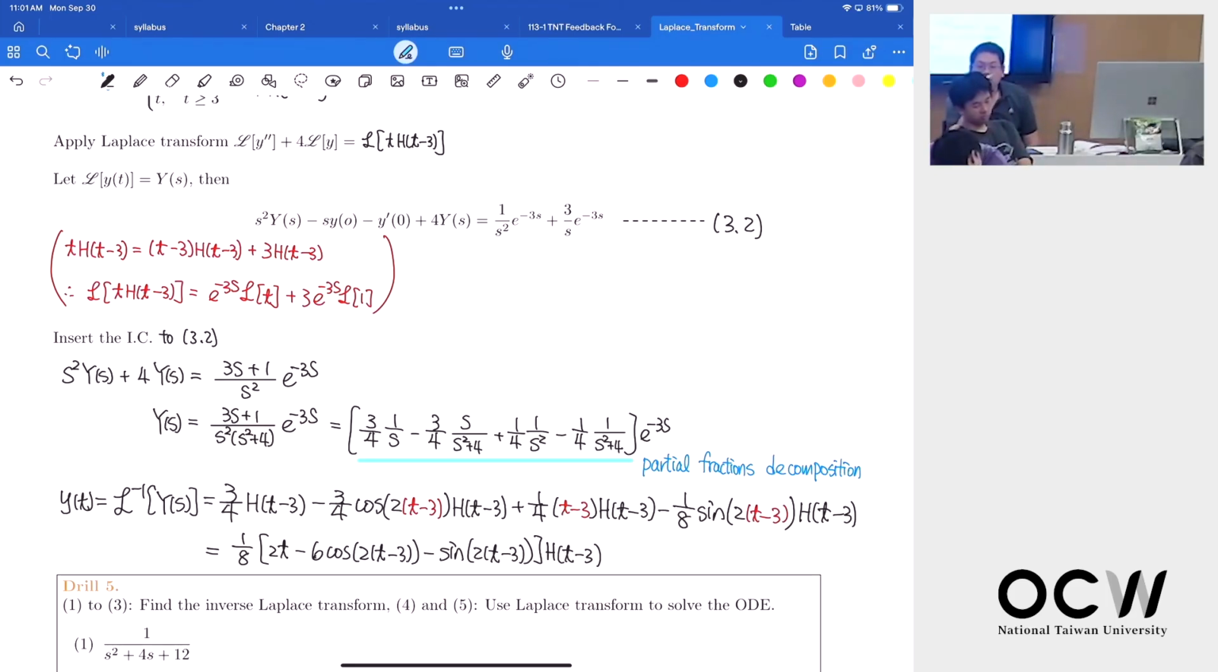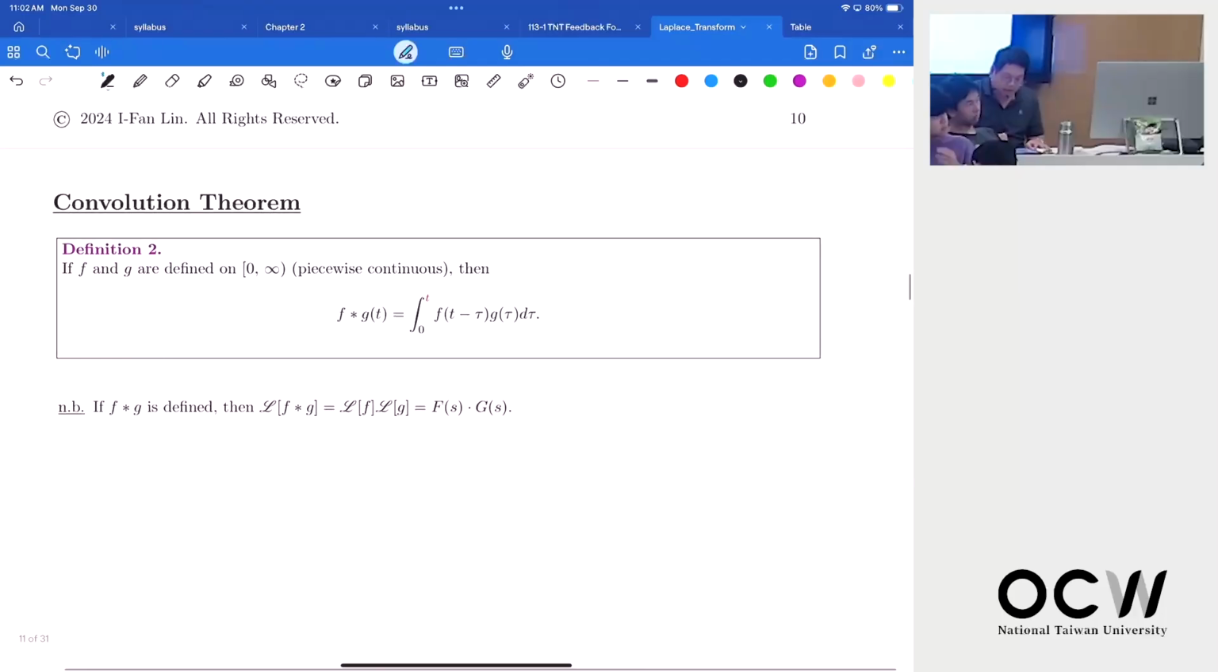Any questions so far? If you don't have any questions, then let's move on first, and you will do some exercise later. The next topic is called the convolution theory. This convolution theory is very useful and common, and you will use that in the future, definitely. But the first time you see this theory, you may think it's more complicated and also abstract.